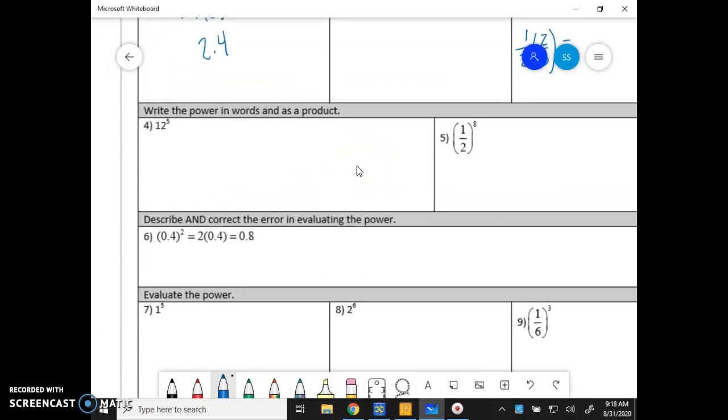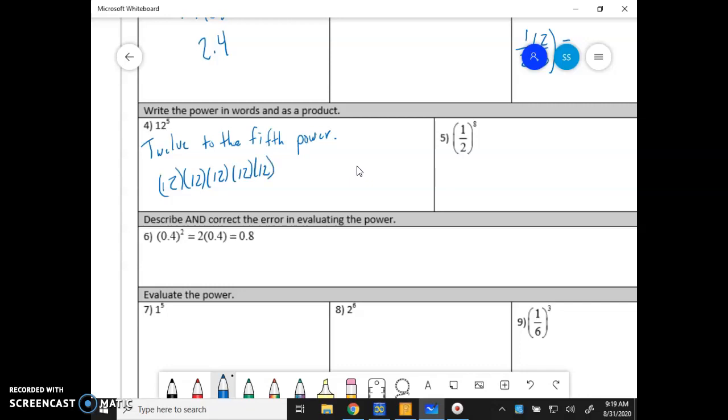Write the power in words and as a product. So we could just say 12 to the 5th power, here we go. Or we can write this out basically as a product. This does not mean 12 times 5. This means 12 times 12 times 12 times 12 and one more.